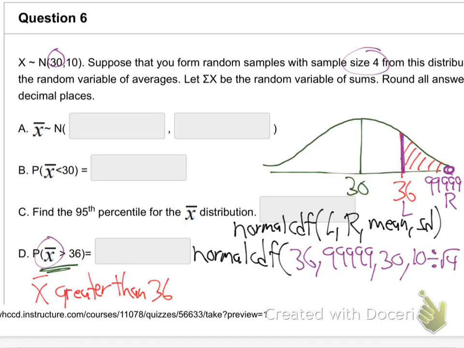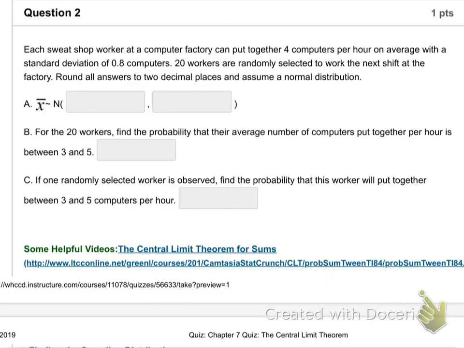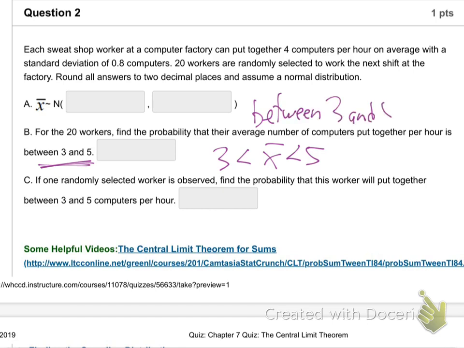So we good on that one? Let me show one more. I'm going to go back to question 2. Question 2 says between 3 and 5. The other way they could write that is like this. That means between 3 and 5. So some of the problems will write it like this. That's just a fancy way to say between 3 and 5.